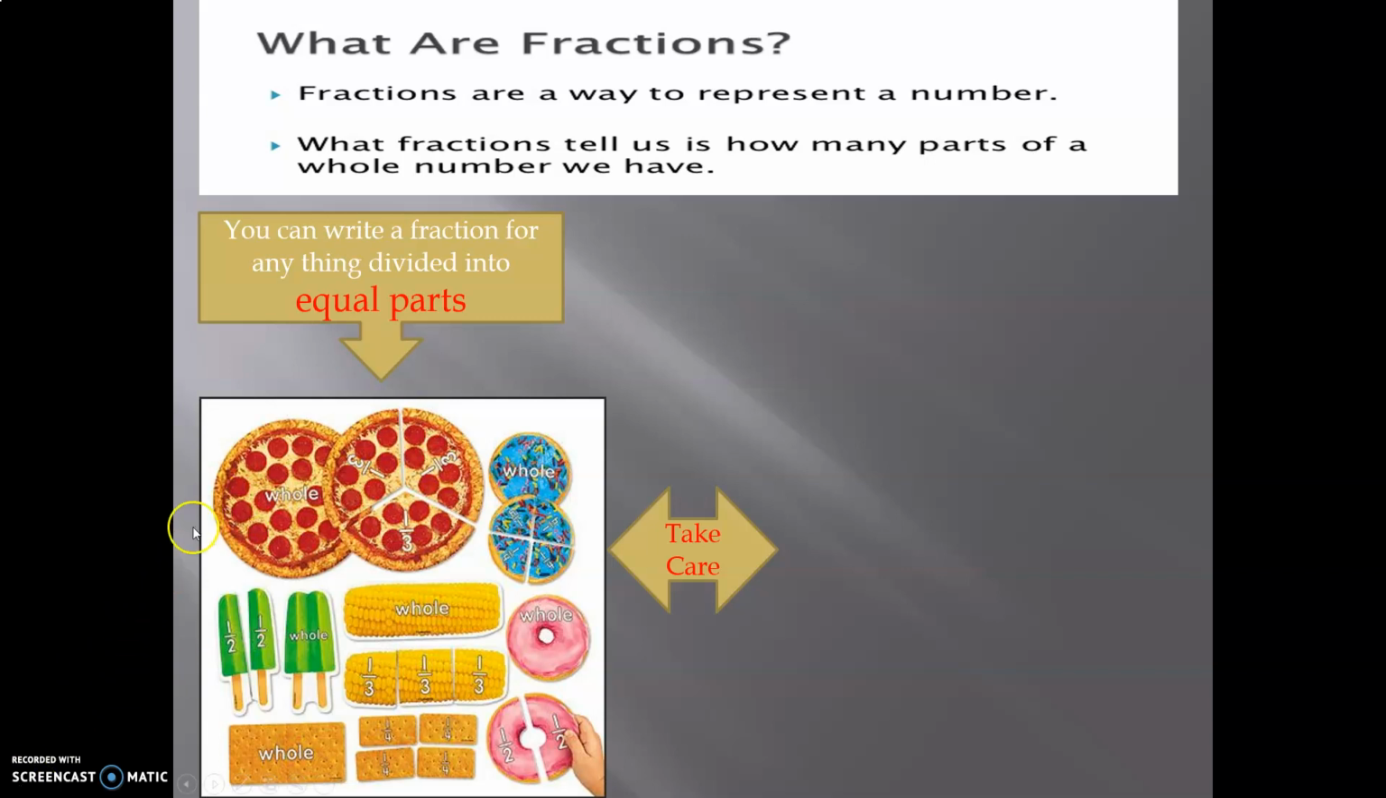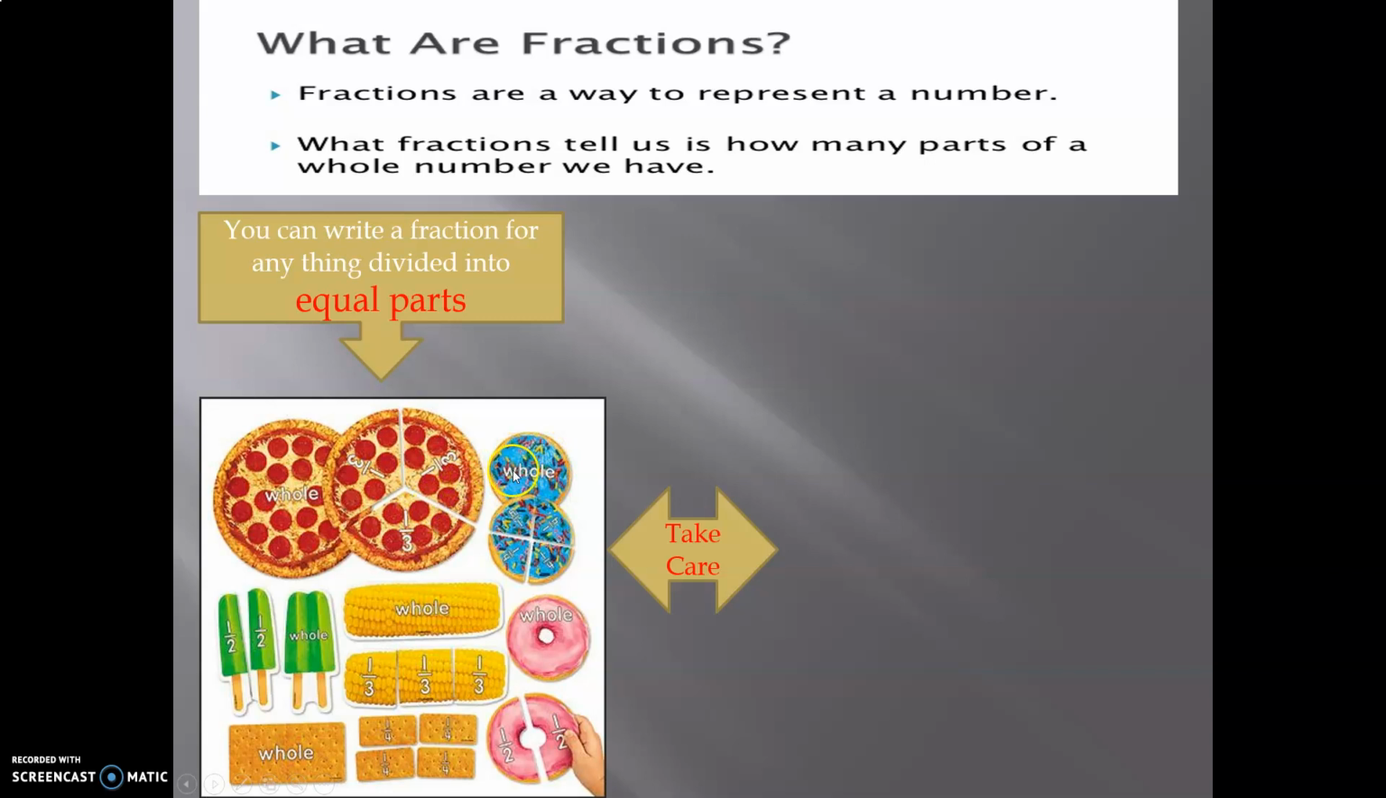Can you see this one whole pizza? If you divide it into 3 equal parts, you can write a fraction now. So, for example, this part of the pizza is 1 out of the 3 equal parts.